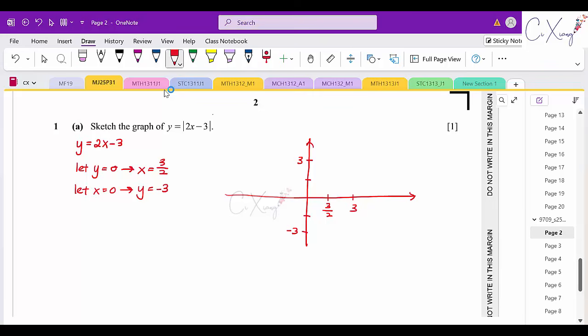Okay, for me personally, I will try to draw the original graph first, where the first value, the x-intercept, is 3 over 2. So 3 over 2 means this particular point. And for the y-intercept, it is negative 3. So this is the original part here. Then if I try to join my 2 points together, it will look something like this.